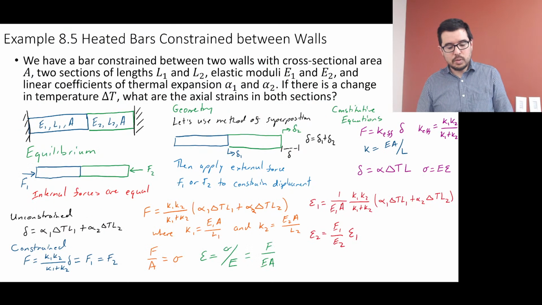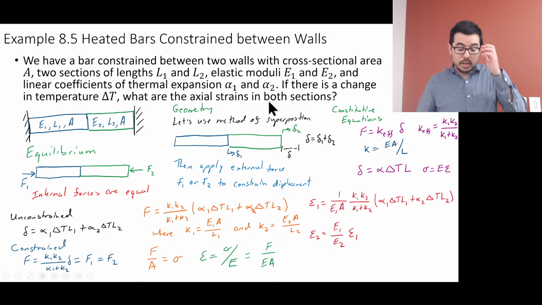So let's do another example here. Let's say we have a bar constrained between two walls with cross-sectional area A, two sections of length L1 and L2, elastic moduli E1 and E2, and linear coefficients of thermal expansion alpha 1 and alpha 2. If there's a change in temperature delta T, what are the axial strains in both sections? Technically, I could give just the words here, and hopefully that might be enough to conjure the image. But here's the image, or a really rough image.